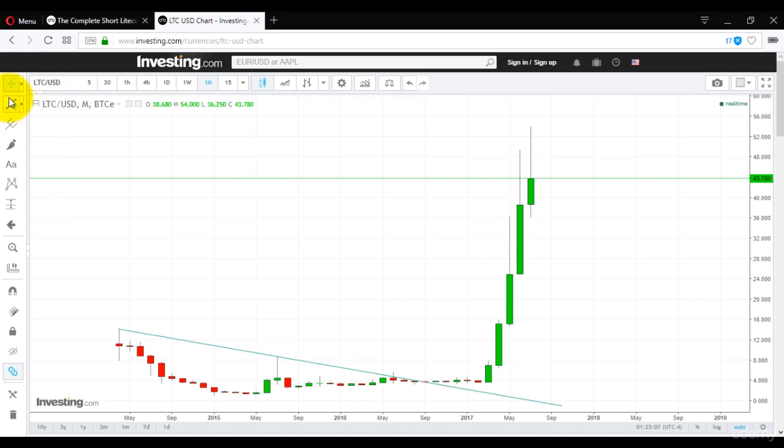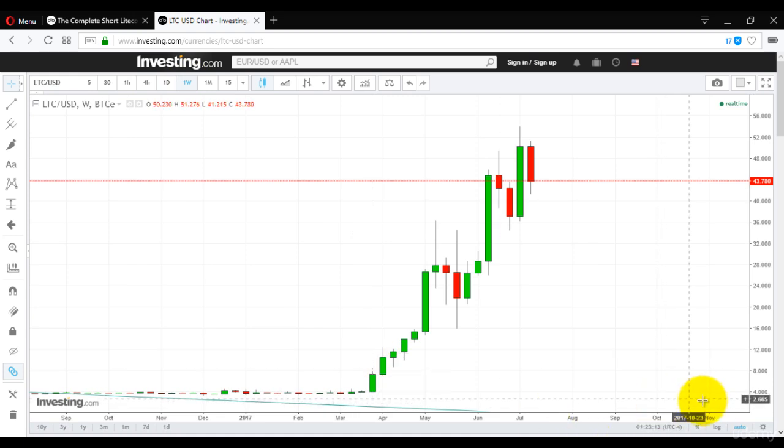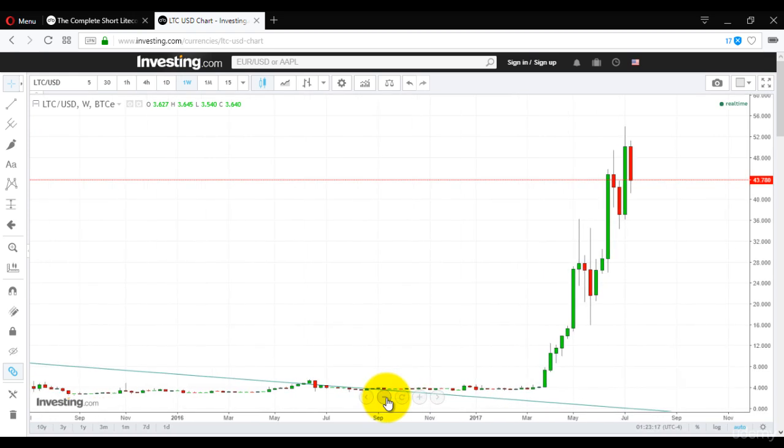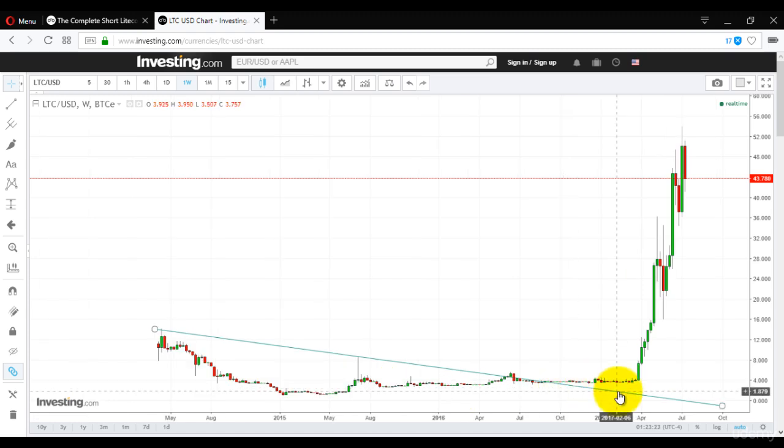Now let me show you. Let's move to the weekly chart so that we can discuss each and every level accordingly. As you have seen, this longer term trend line on the monthly basis told us that the market was dead, right?